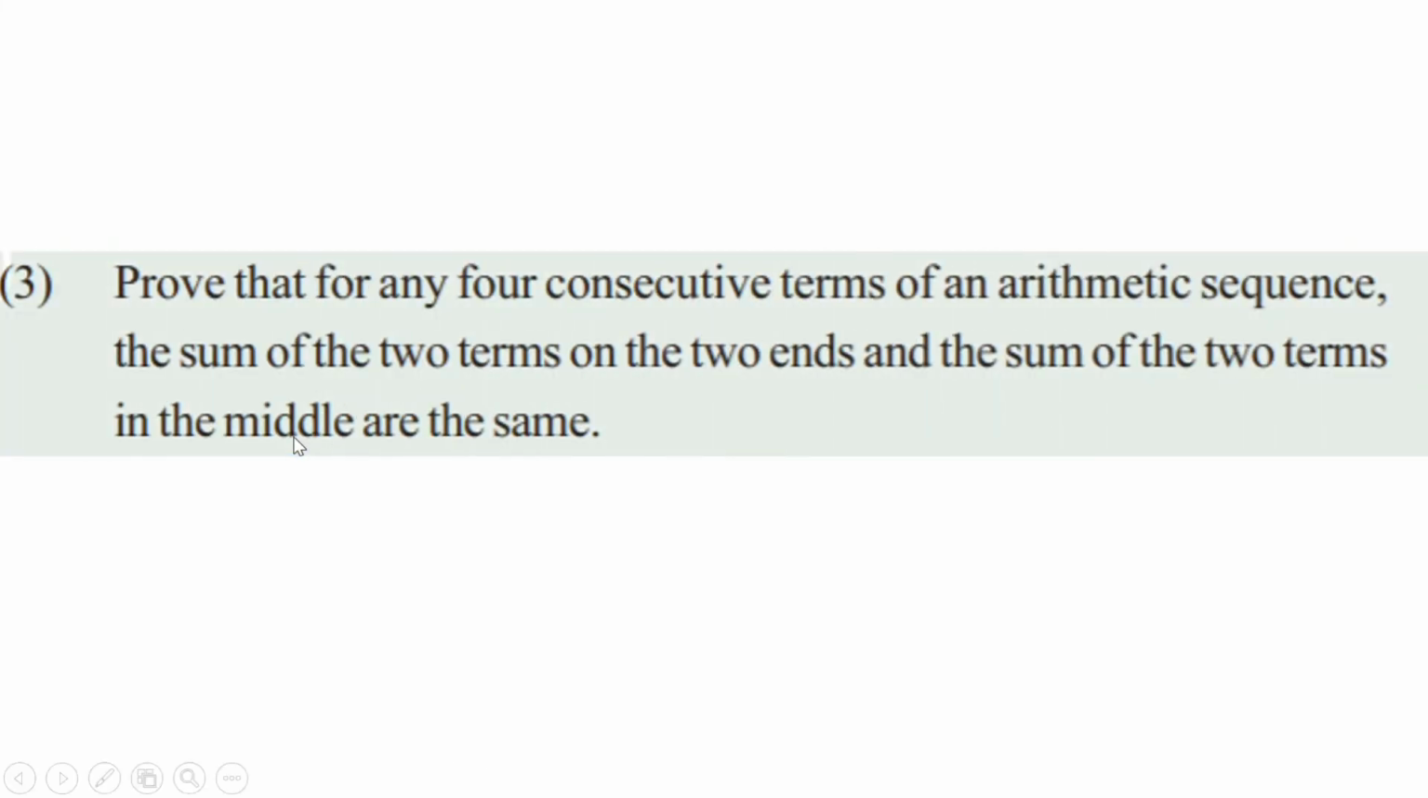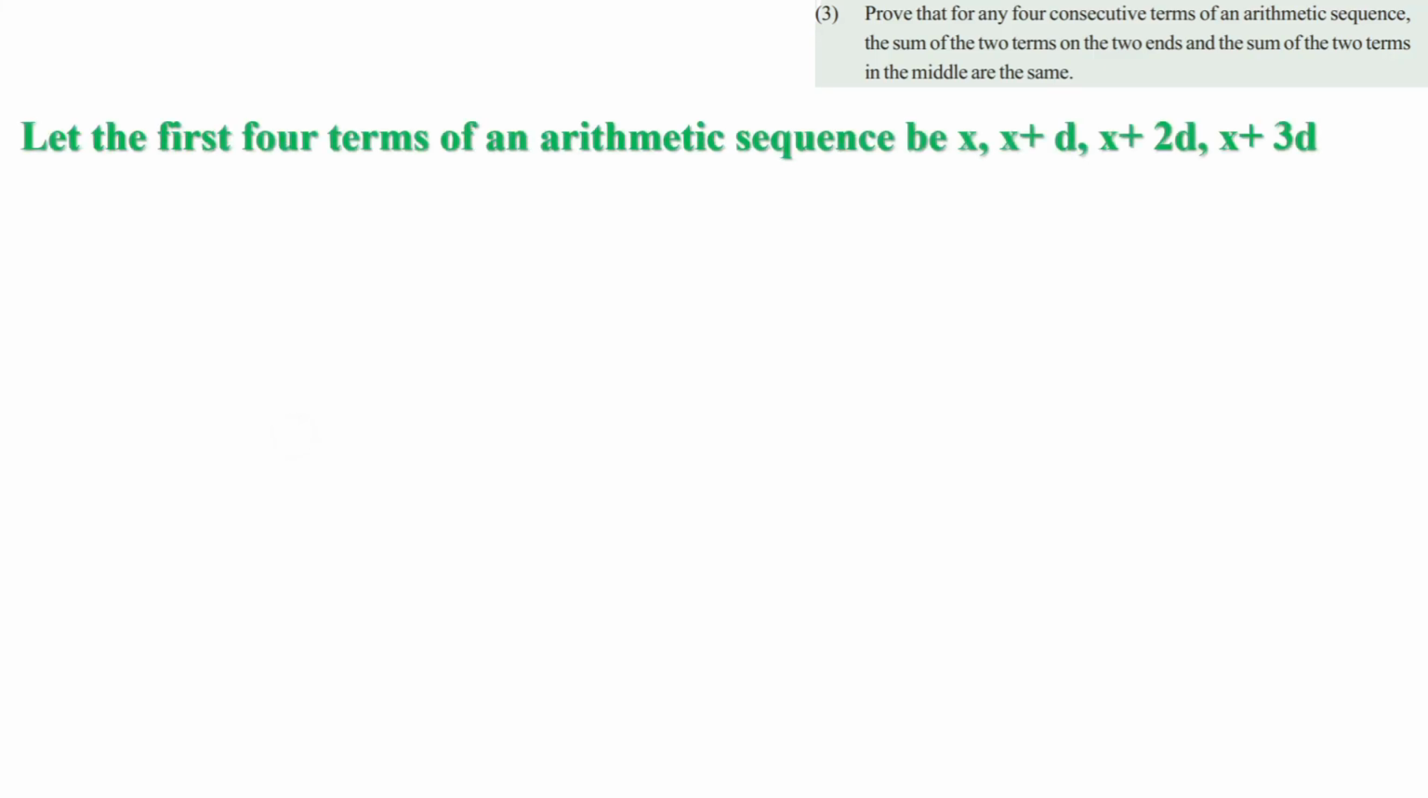Now the third problem. Prove that for any 4 consecutive terms of an arithmetic sequence, the sum of the two terms on the two ends and the sum of the two terms in the middle are the same. Let the 4 terms of an arithmetic sequence be x, x plus d, x plus 2d, and x plus 3d. If x is the first term and d is the common difference, the second term is the first term plus the common difference, or x plus d. The third term is the second term plus the common difference, or x plus 2d. The fourth term is the third term plus the common difference, that is x plus 3d.